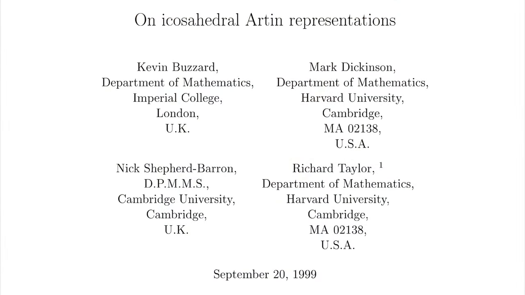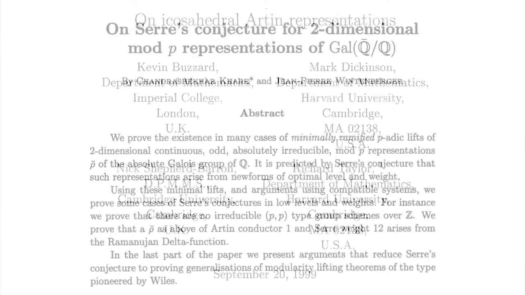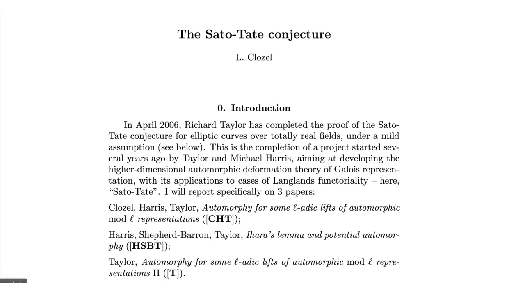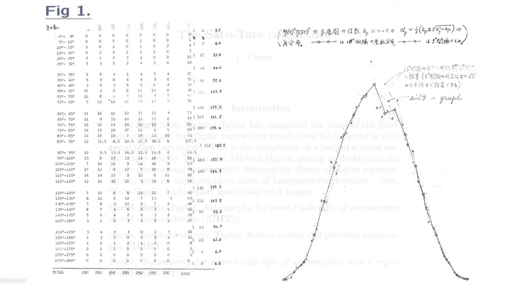We can now prove reciprocity for a very wide class of point counts using the Taylor-Wiles method. This has led to many other spectacular successes. New cases of the Artin conjecture, first proved by Buzzard, Dickinson, Shepherd-Barron, and Taylor. The proof of Serre's conjecture by Khare and Wintenberger. The Sato-Tate conjecture by combined work of Clozel, Harris, Shepherd-Barron, and Taylor. The modularity of all symmetric powers of all modular forms by Newton and Thorne.